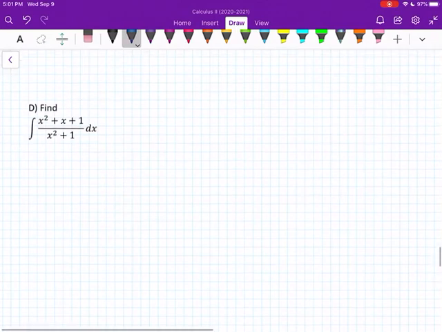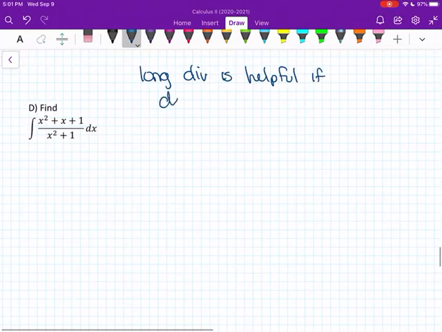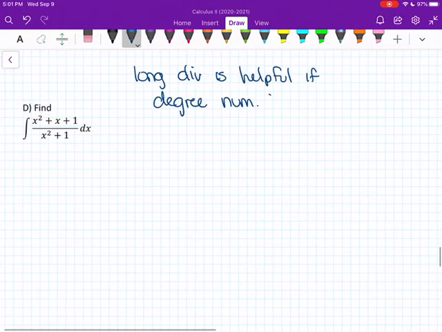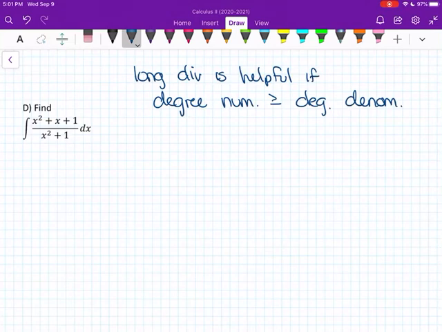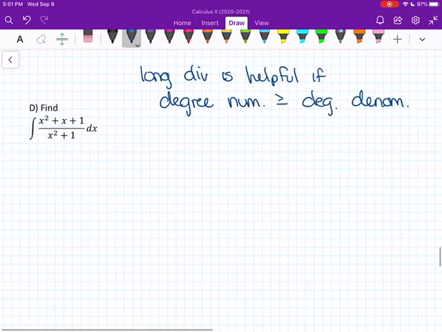Okay, so let me write that down. So long division is helpful, sometimes, not always, if the degree of the numerator is greater than or equal to the degree of the denominator. Okay? So let's refresh our memory on long division.